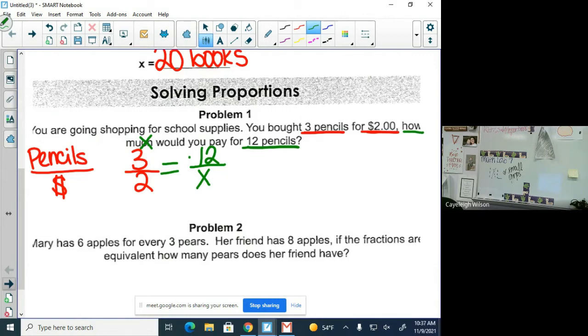Everybody okay on that? All right, and then we're going to solve it. So I cross multiply. So 3 times X is 3X.